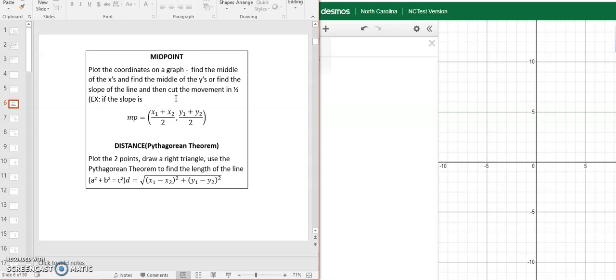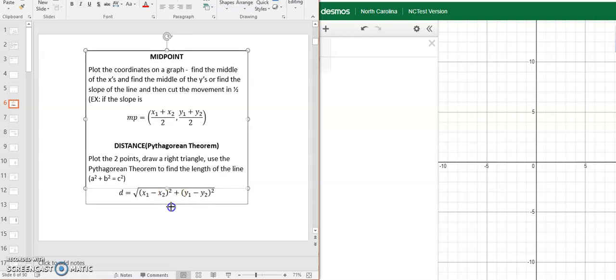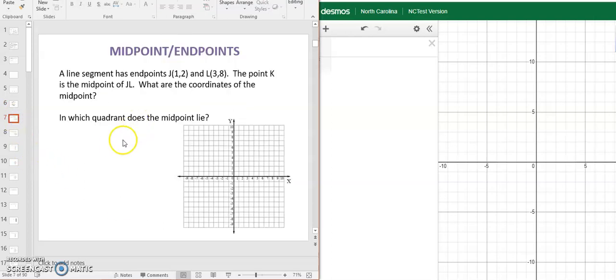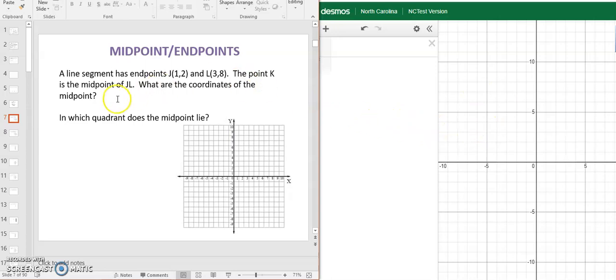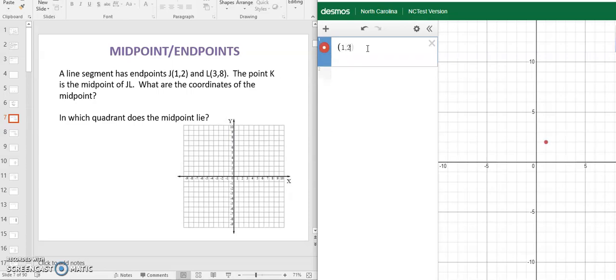Now, put the Pythagorean theorem there also, and the reason for that is that you could use either one, okay? And I'm going to show you why you could have used either one, okay? So let's look at an example for midpoint, all right? Now, for midpoint, you can use Desmos, okay? Now, I'm going to use Desmos instead of the graph that I have there so that I can show you this. So it says a line segment has endpoints, and we're going to graph the endpoints.